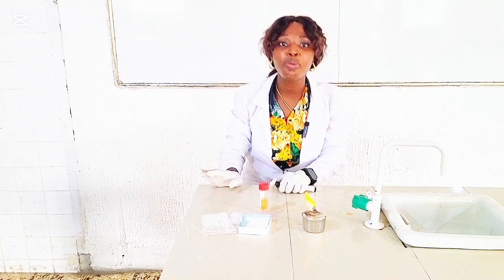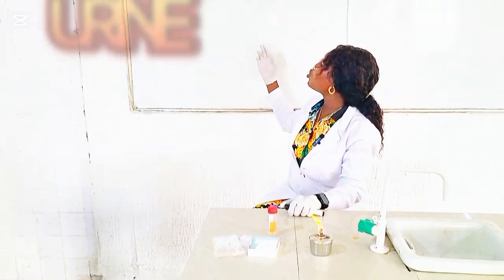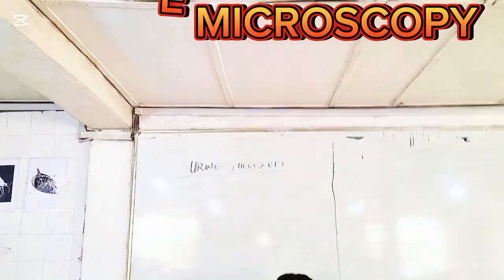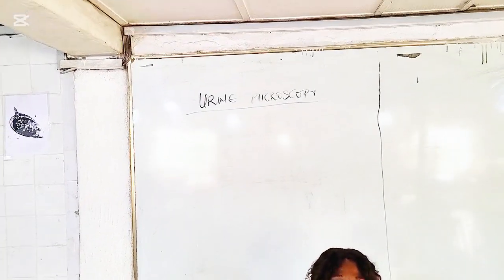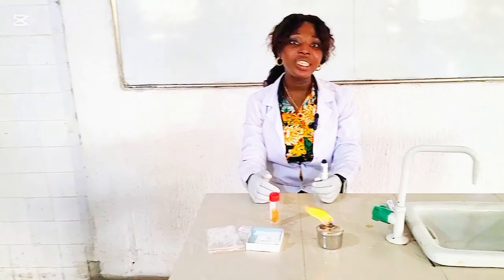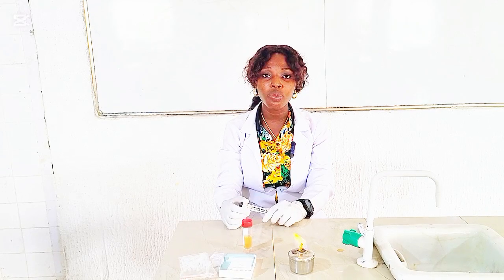So for today's learning purpose, we're going to be talking about urine microscopy. Urine is one of those very important samples that can tell us about what is going on in a person's system. So it's very important. So we're going to be talking about microscopy of urine samples today.